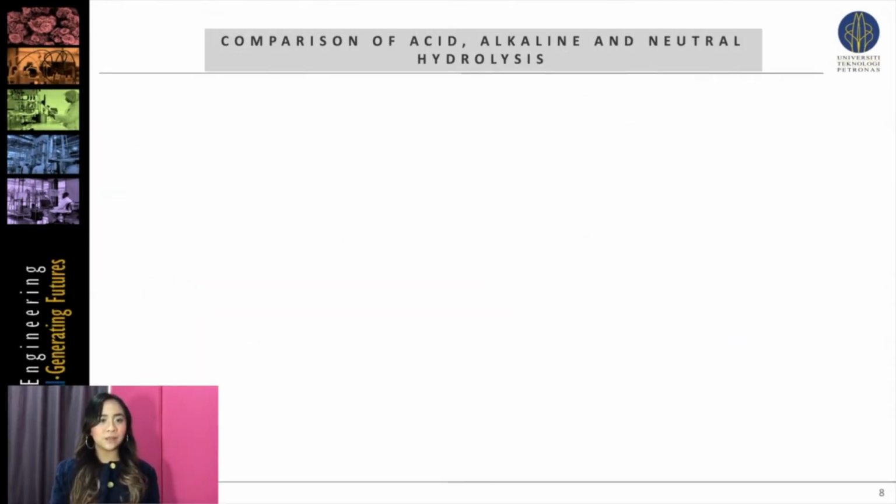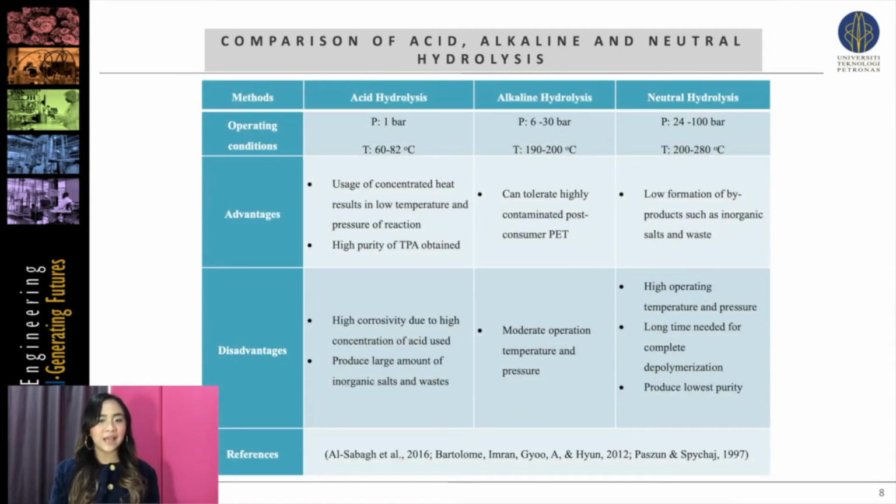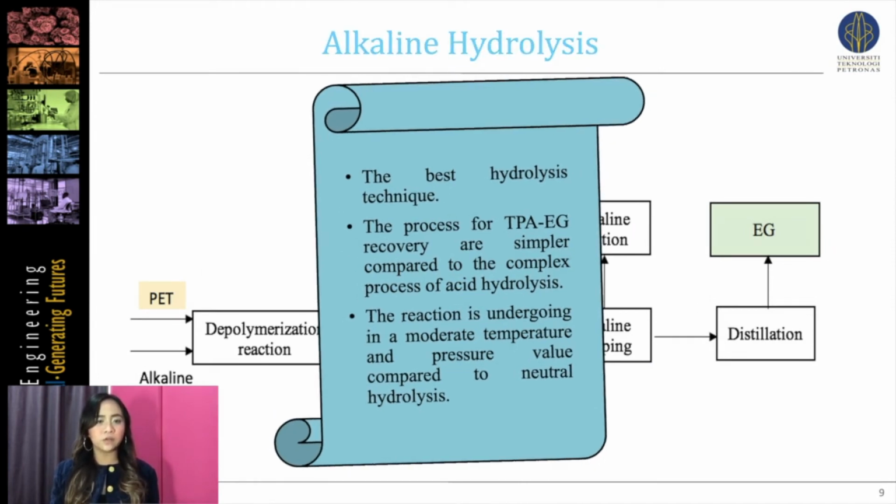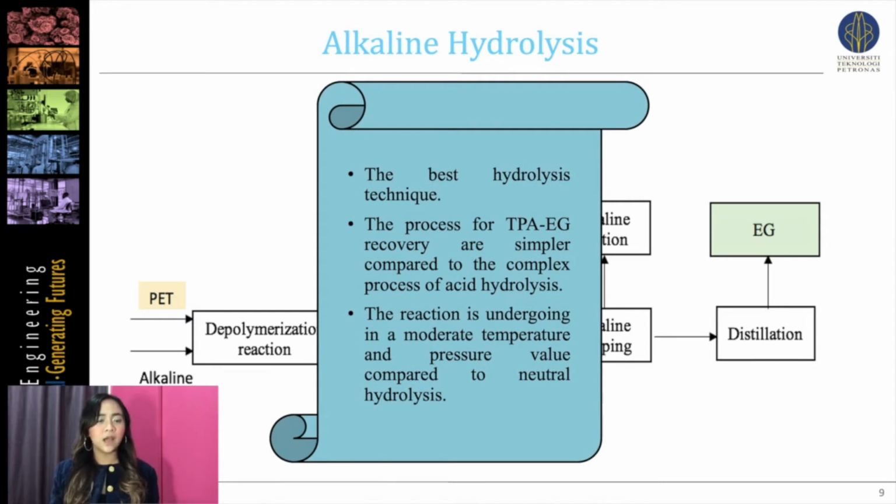Furthermore, each method in producing TPA and EG from PET has their own benefits and drawbacks as shown in this table. From this comparison, it can be concluded that the best hydrolysis technique used for the plant is alkaline hydrolysis. This is because the process for TPA-EG recovery is simpler as compared to the complex process of acid hydrolysis. The reaction is also undergoing in a moderate temperature and pressure value compared to neutral hydrolysis.